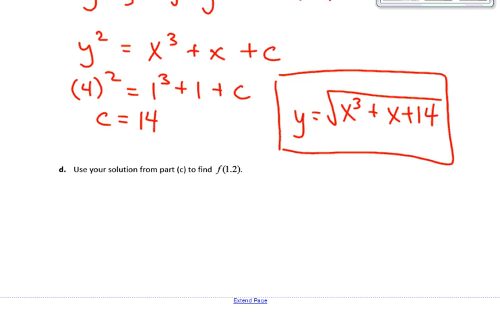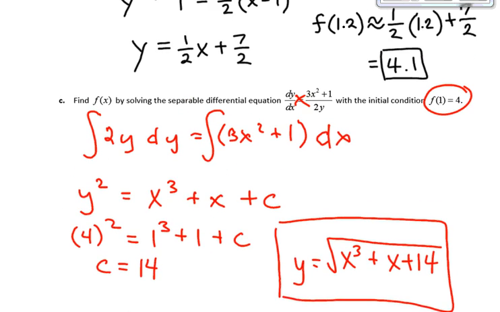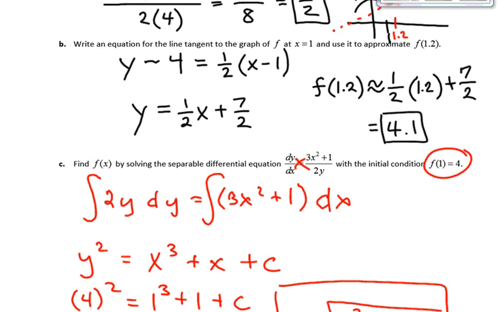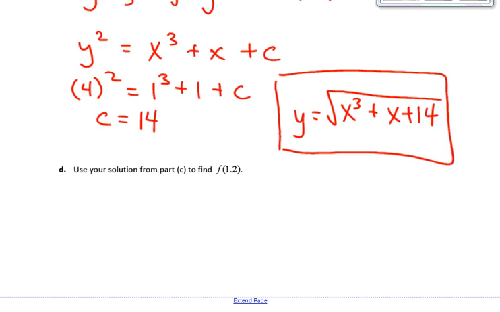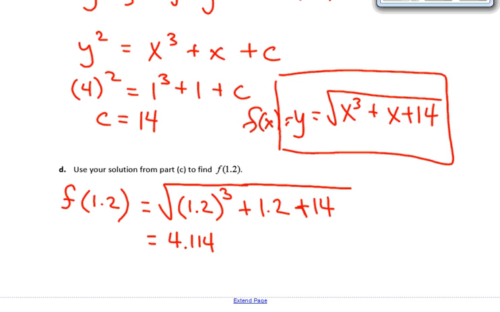Okay? So now we estimated, using the tangent line, what f of 1.2 would be, and we found 4.1. Now that we actually know the function f, we're going to use that to calculate what f of 1.2 actually is. So let's calculate f at 1.2. Go ahead and do that on your own.